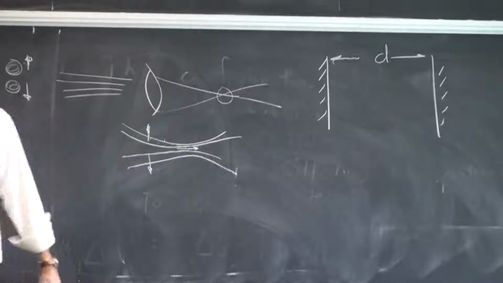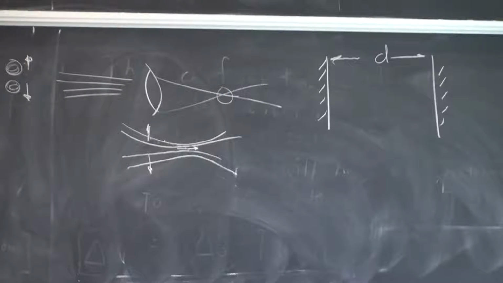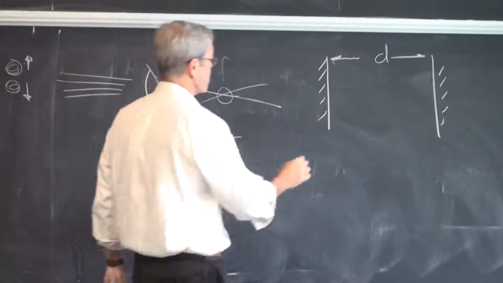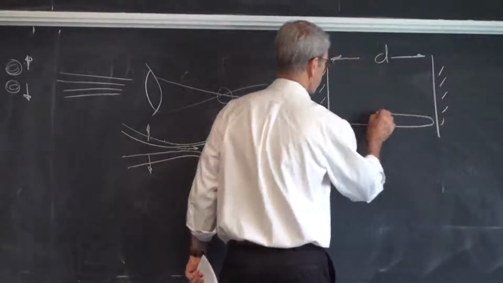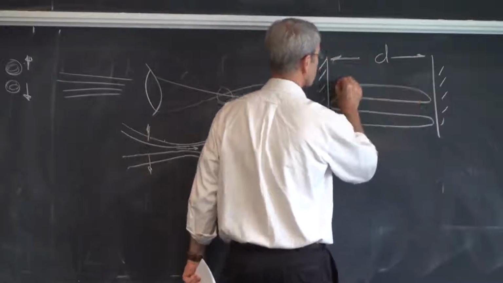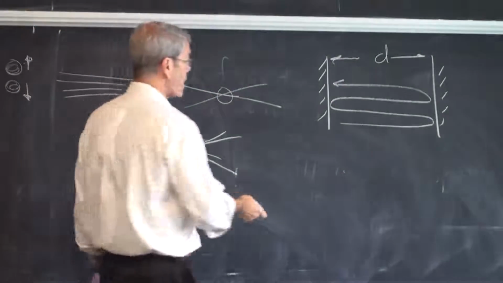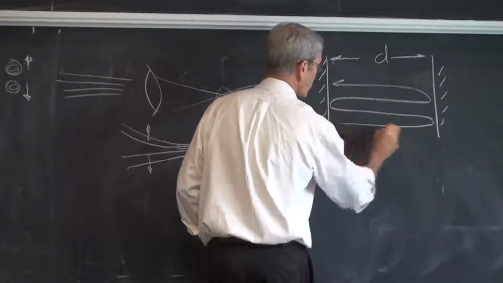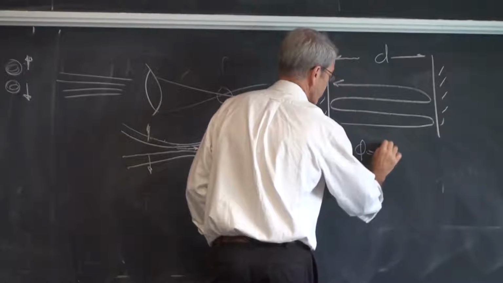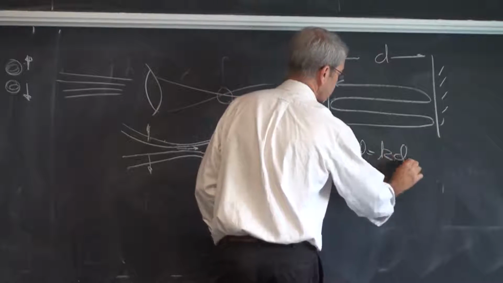And what we're going to find is that a plane wave goes in, it bounces, comes back, it bounces, it bounces, it bounces, and so forth. It's going back and forth. And as it propagates, it accumulates from one point to another the phase of its wave vector k times d.